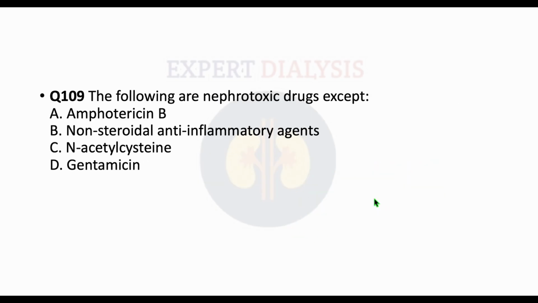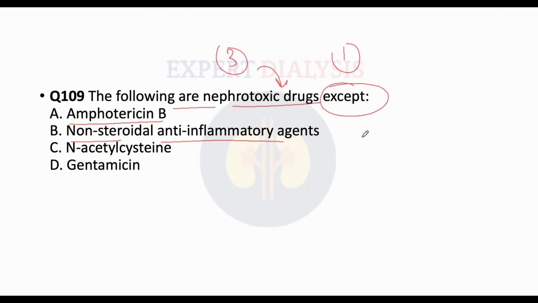Moving to the next question, it says the following are nephrotoxic drugs except. So there will be 3 drugs which are nephrotoxic. We have to find the one which is not. So option A is amphotericin B. Option B is non-steroidal anti-inflammatory agents, that is NSAIDs. Option C is N-acetylcysteine, and option D is gentamicin. So which of the following is not nephrotoxic?